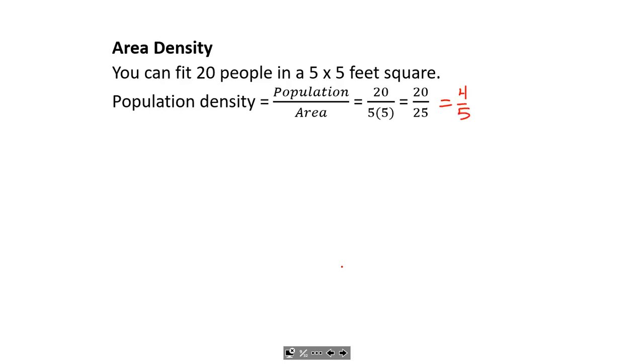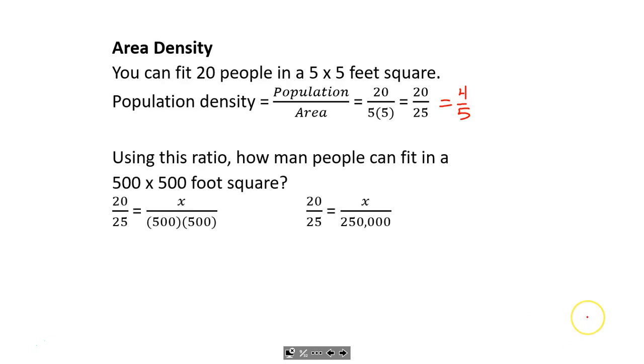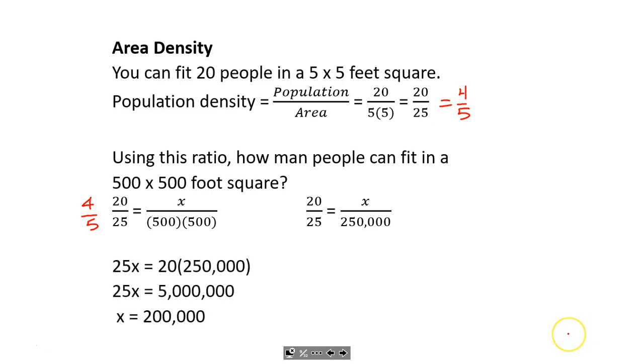Okay. Then the question is, if we know that that's our population density, then how many people could we fit with the same population density in an area that was 500 feet by 500 feet? So we could leave it as it was here, 20 over 25, or we could make this 4/5. Either way, we're going to ultimately cross multiply this to get our answer. So we're going to multiply 25 times x and 20 times 250. And when we do that, we're going to get that x equals 200,000. So at the same square footage per person, we could fit 200,000 people in a 500 by 500 foot square.